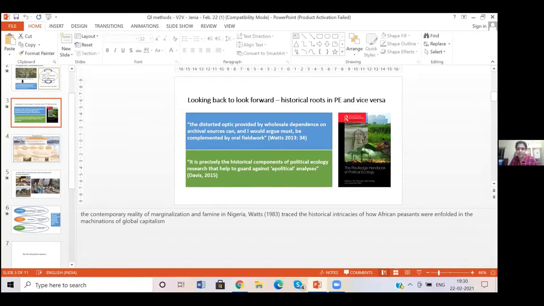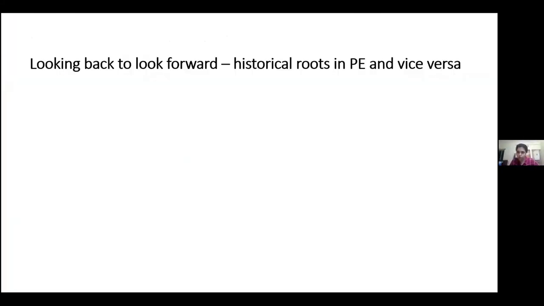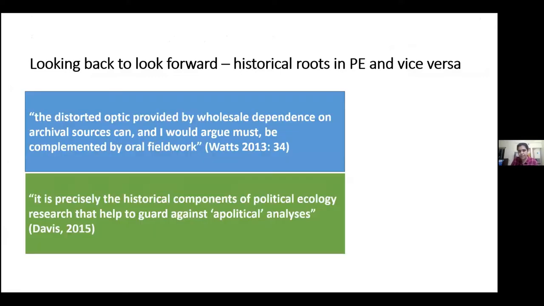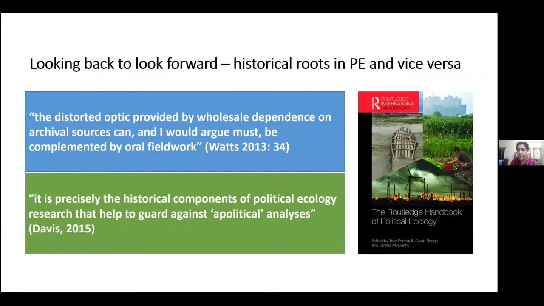So again, this is the specific field of political ecology and historical political ecology. Historical political ecology is actually not new, because this particular approach of looking back to look forward, we can trace historical roots in the political ecology literature and vice versa. For example, this book called the Routledge Handbook of Political Ecology has several chapters in it, with works by Loftus and by Davies, who talk about how scholars combined these two frames of analysis to explain the different intricacies in terms of political economic structures.